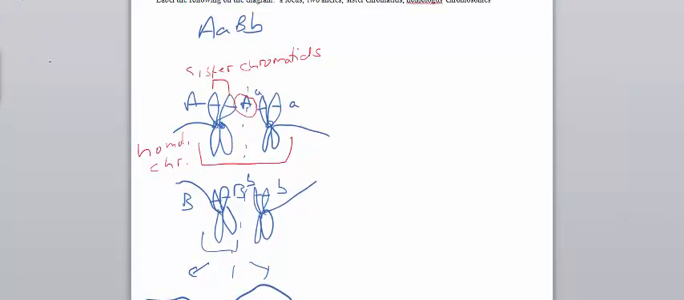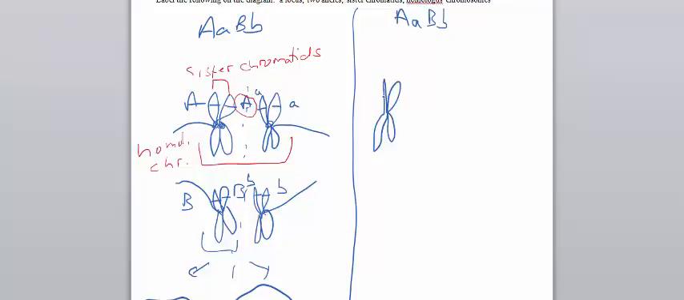Then the way you get your other gametes is in another cell of the same organism. So it also has the same genotype. And we can draw our chromosomes here. And our A, as long as the big A lines up with the little a in a pair like this, you're okay.